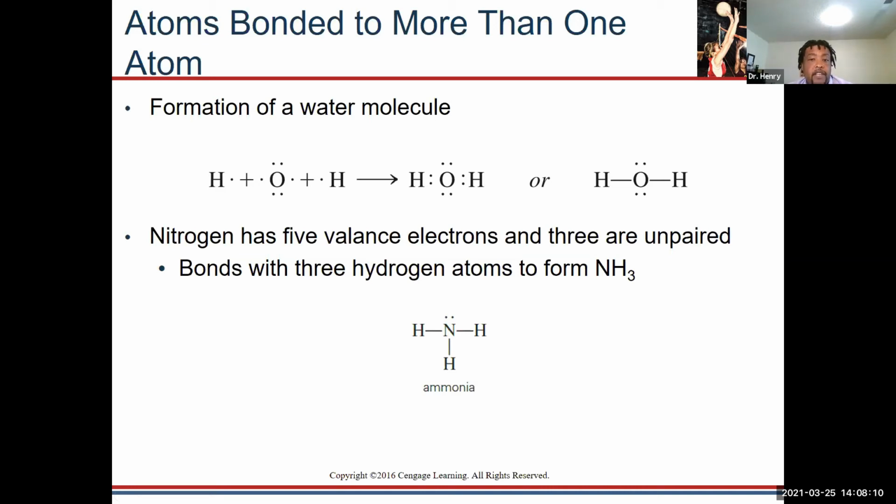If we're having to make a choice of who's going to be in the middle, as long as it's not hydrogen, hydrogen will never be in the middle. We know that carbon likes to be in the middle, right? Because it's less electronegative.